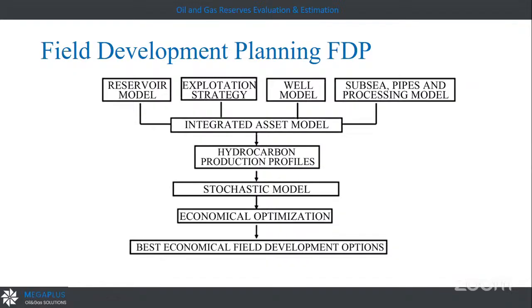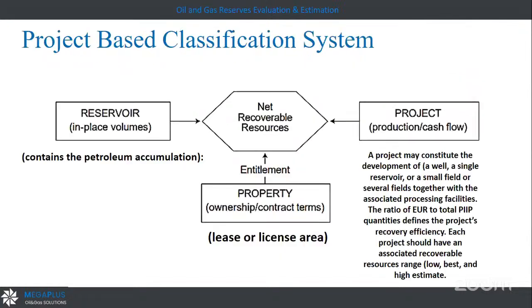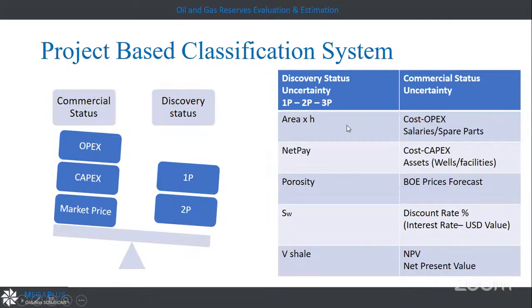And the final thing, briefly, we can talk about field development planning in the last 3 slides. In field development planning, according to the PRMS, if I have a reservoir, a property or a license or a lease area, and a project, they are all connected through the net recoverable resource. So it's called a project-based classification system. We have a project. So in field development planning, I have discovery status uncertainty and commercial status uncertainty. For the discovery status uncertainty, I have the reserves evaluated as 1P, 2P and 3P, deterministic or probabilistic.